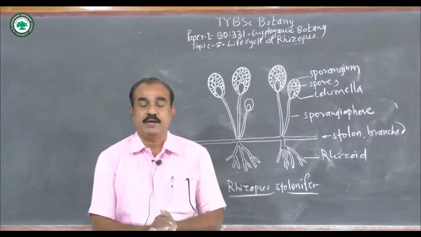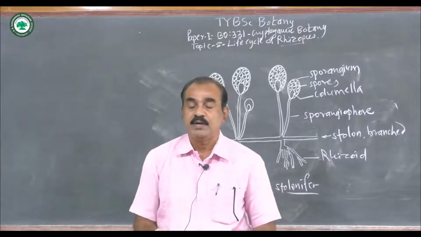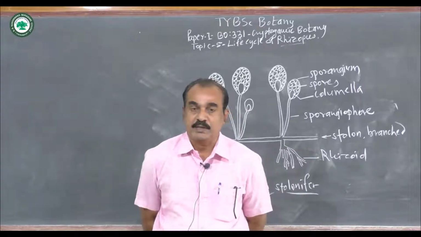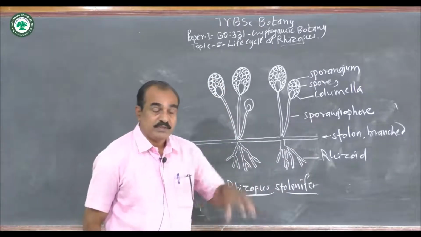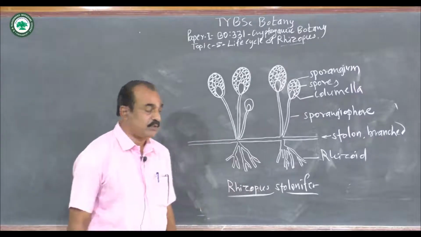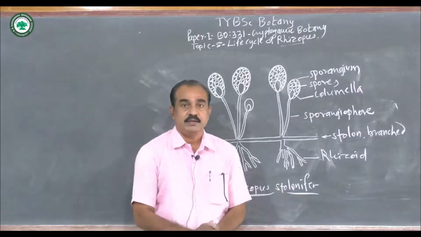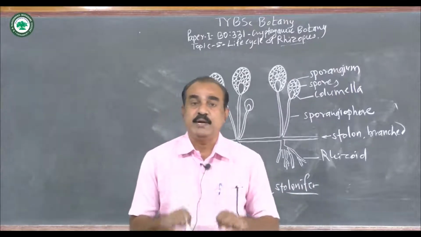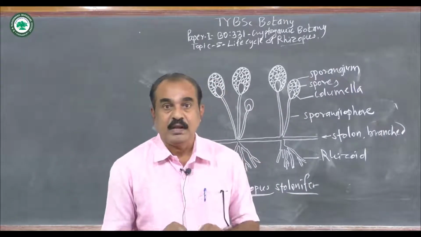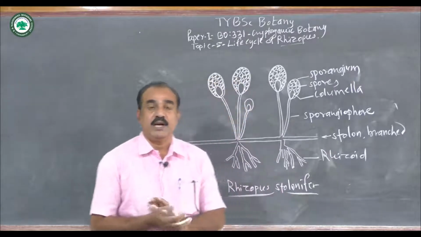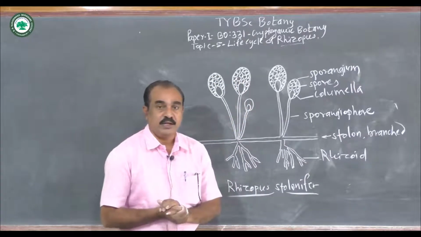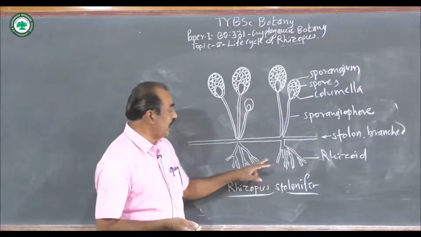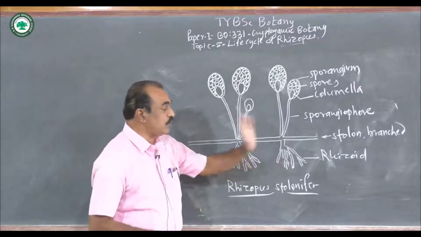The whole mycelium at the time of reproduction gets differentiated into three different parts. The lower part, which is in the substratum, is called the rhizoid. This rhizoid penetrates the substratum and absorbs the ready-made food material from the substratum and also absorbs water. They are branched, they are also white in color, and they are also coenocytic in nature. That means they do not have the cross wall. So this is about the rhizoid.